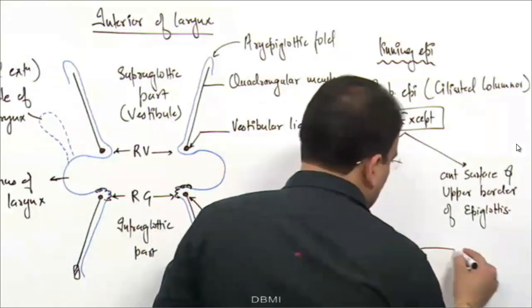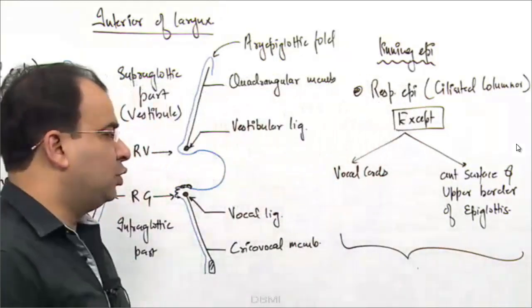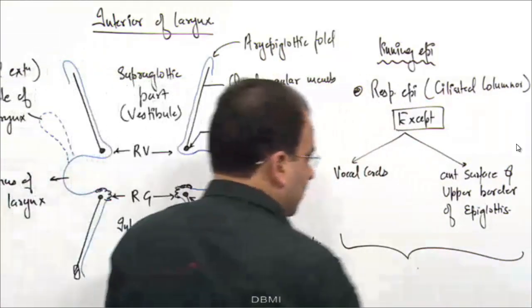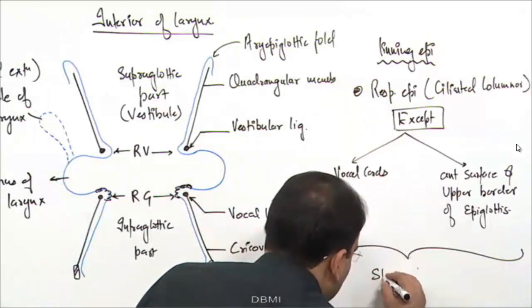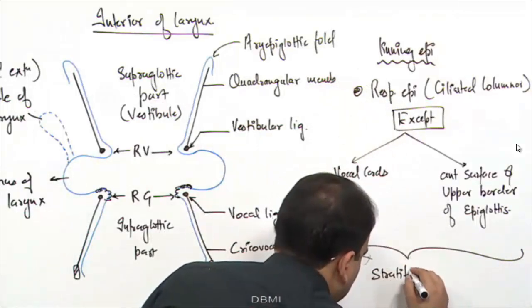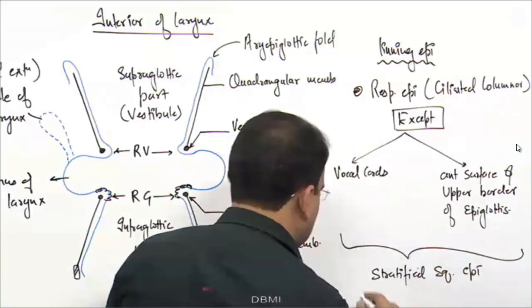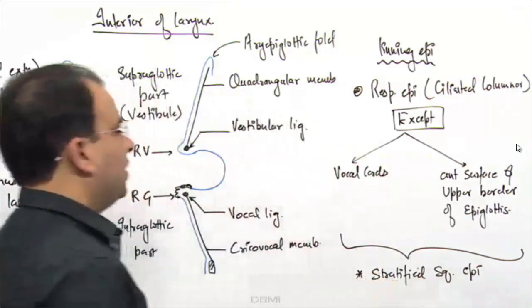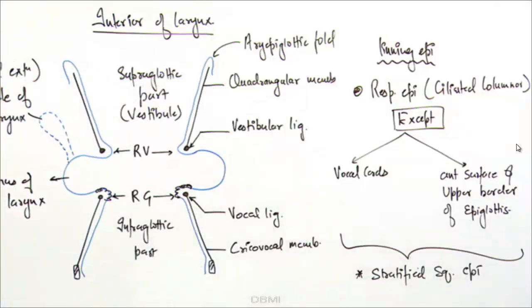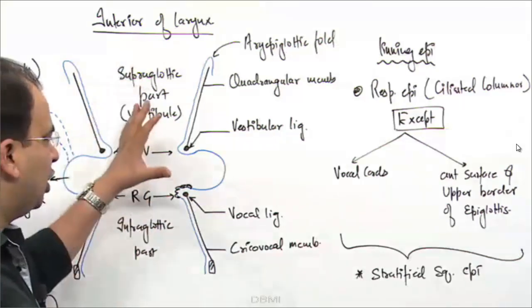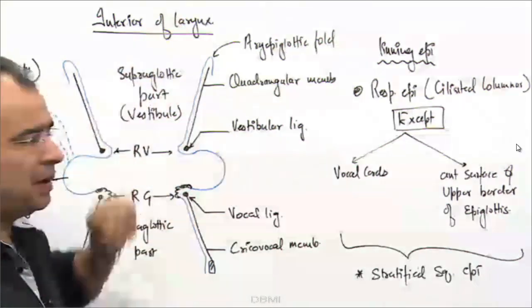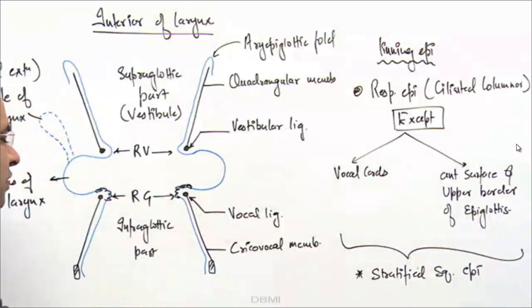will have the lining epithelium required in those regions where friction is more, and that is stratified squamous epithelium, obviously non-keratinized. So, stratified squamous epithelium in the vocal cord and the anterior surface and upper border of the epiglottis. Everywhere else it is ciliated columnar, but except the vocal cord and the upper border and anterior surface of the epiglottis, we have stratified squamous.